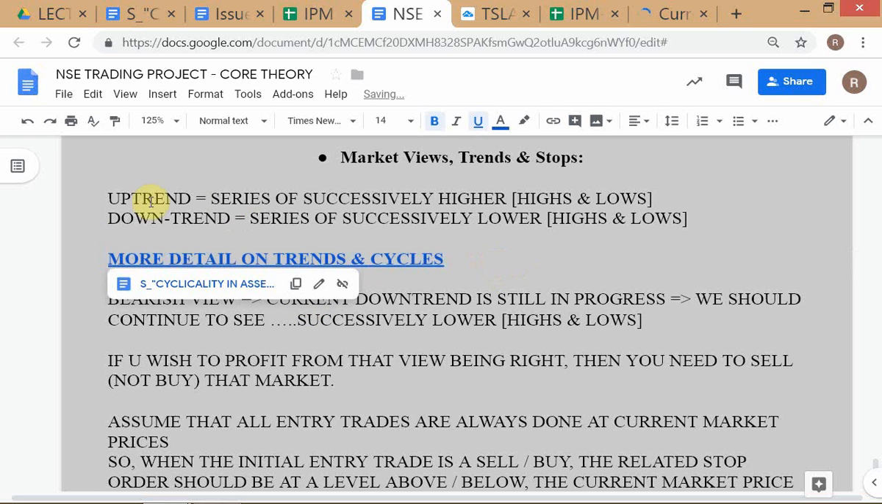All right, so we have had a brief discussion already on the definition of uptrends and downtrends. If you want a more theoretical understanding of uptrends and downtrends and how they're a part of cycles, you can refer to this note.